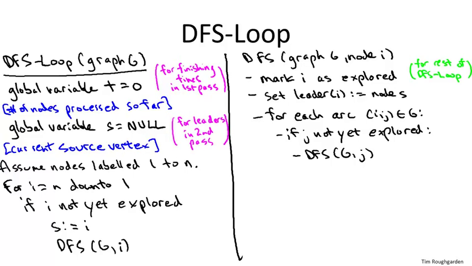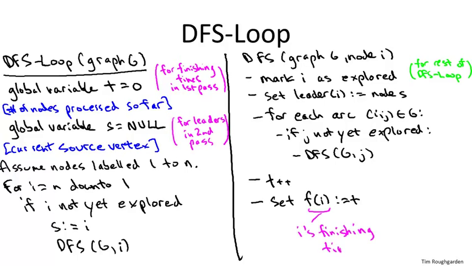Because depth first search is guaranteed to visit every node exactly once, and that therefore finish with every node exactly once, this global counter t, well, when the first node is finished, it'll be value 1. Then when the next node gets finished, it'll have value 2. Then it'll have value 3, and so on. When the final node gets finished with, it'll have value n. So the finishing times of the nodes are going to be exactly the integers from 1 to n.